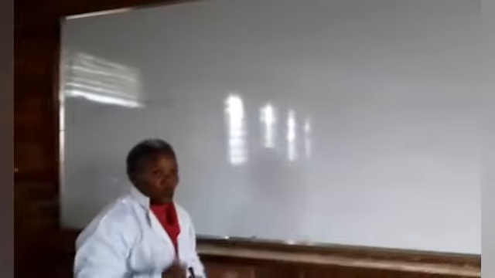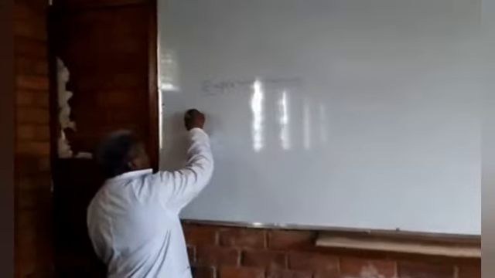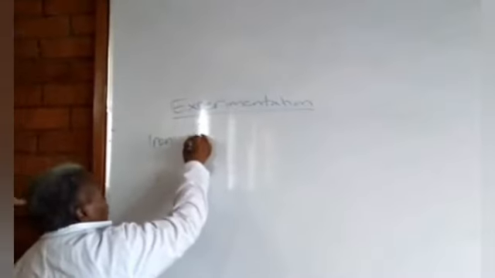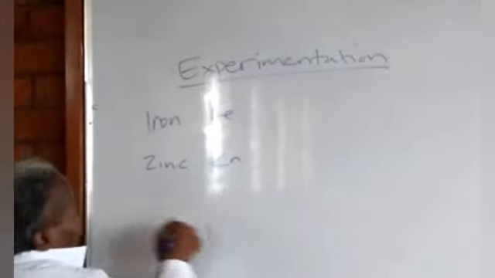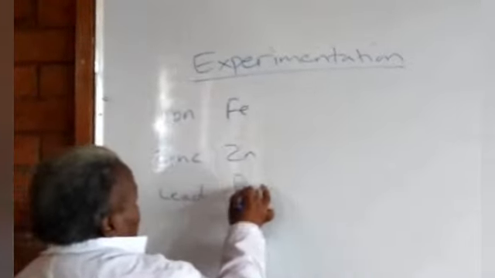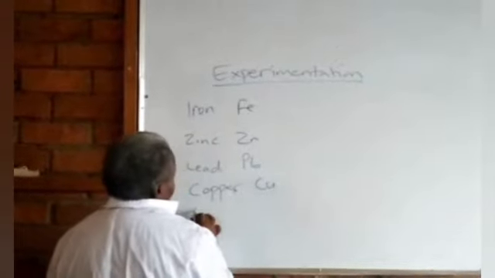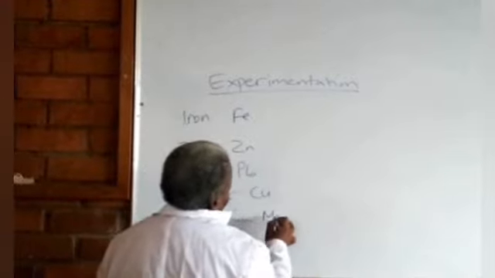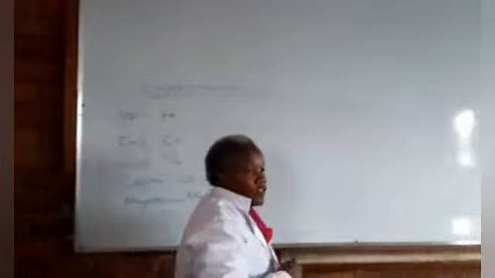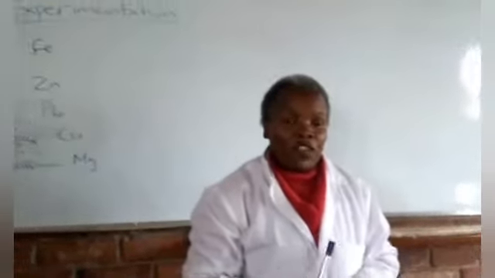The elements which I'm going to deal with today are iron, chemical symbol Fe, zinc, Zn, lead, Pb, copper, Cu, and magnesium, which is Mg. So these are the elements. At the end of this session, you should be able to place them in order of their reactivity.